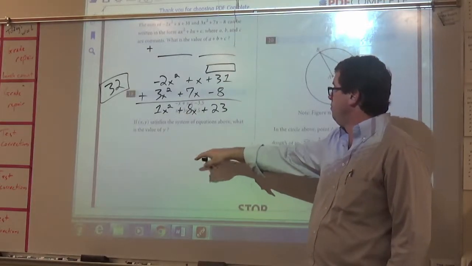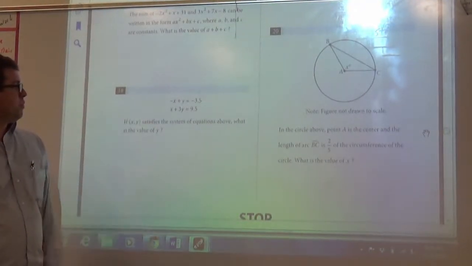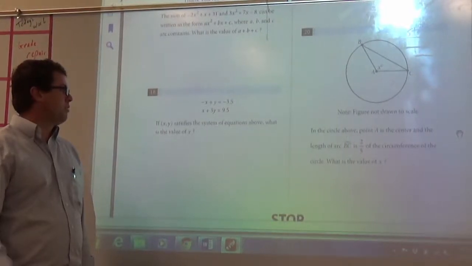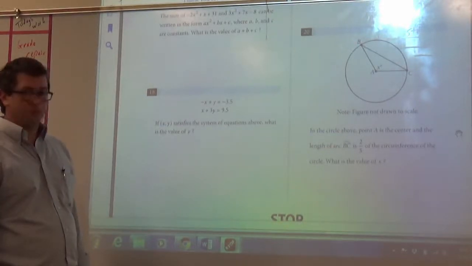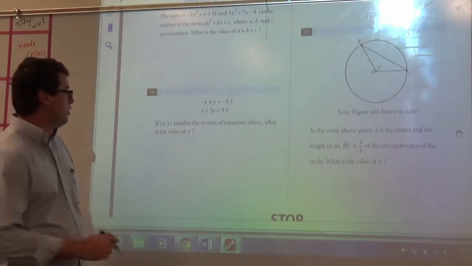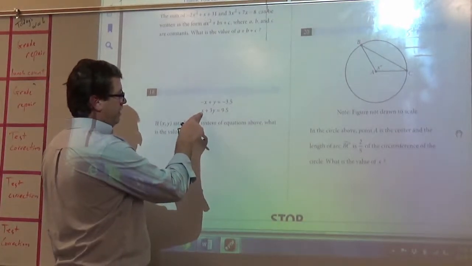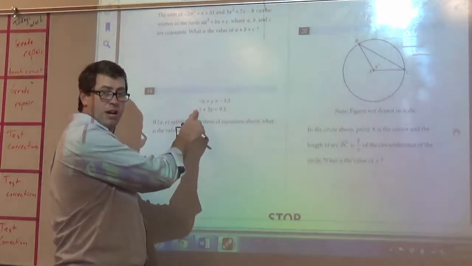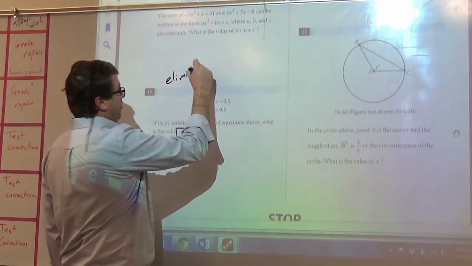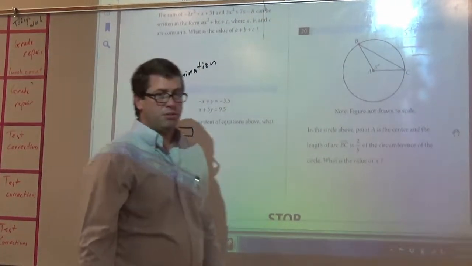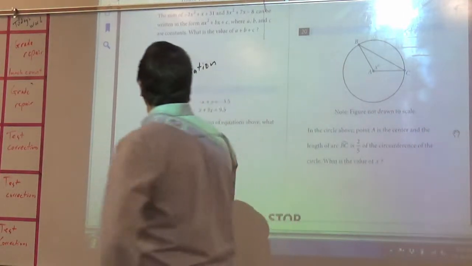For this next one, negative x plus y equals negative 3.5, x plus 3y equals 9.5. If x, y satisfies the system of equations above, what is the value of y? So you got to be careful, they only want the y part here. And you've got x and negative x, so these are actually already set up for you to do elimination. When you have 2 equations like this, you can do elimination or substitution. Elimination is going to be easier for this one.